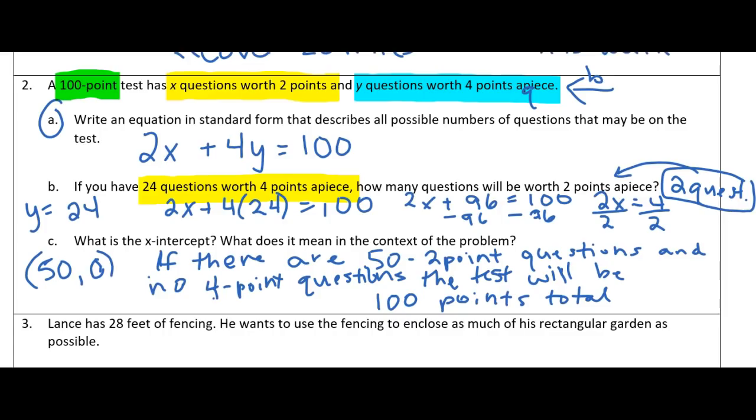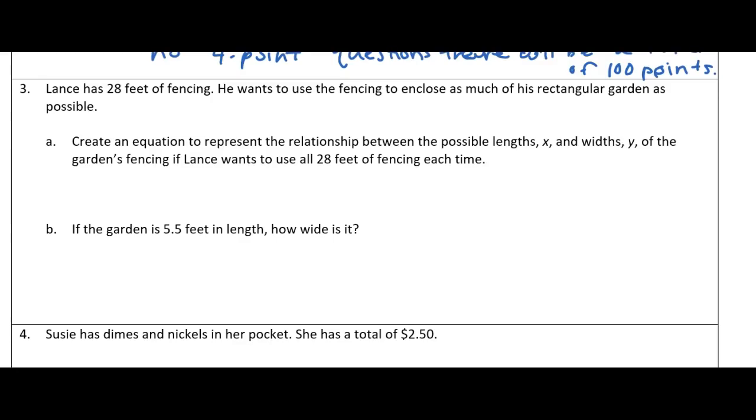Okay, in order to find my x-intercept, I plugged in 0 for y, which is like our cover-up method, and I solved by dividing 100 by 2, and I got 50. So (50, 0) is the x-intercept. Don't forget to write that as an ordered pair. And this means if there are 50 2-point questions and no 4-point questions, the test will be 100 points total. All right. Okay, number 3.